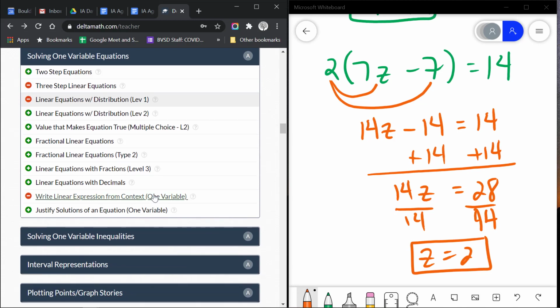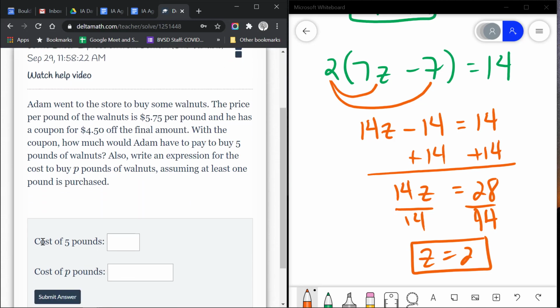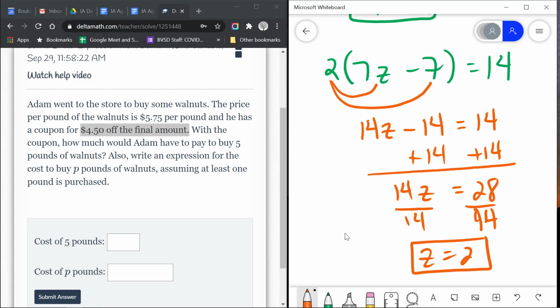The other part of this assignment is writing linear expressions in context. And you'll notice that it will ask you for a specific cost and then a cost as an algebraic expression. Right here is the help video if you get stuck on any of these. Let's just do one together. So here I see that the price per pound of walnuts is $5.75 per pound, and he has a coupon for $4.50 off the final amount.